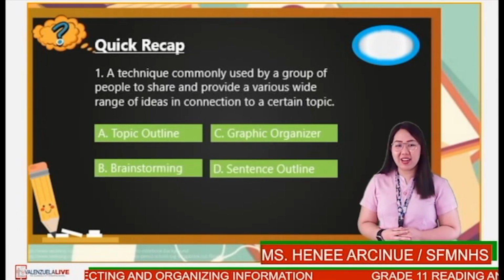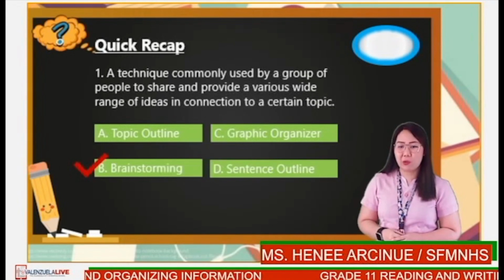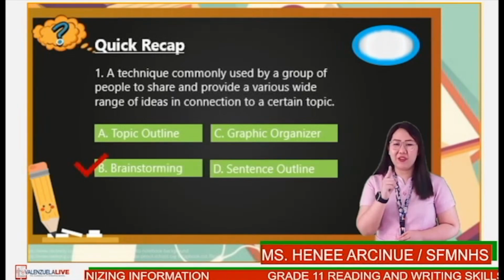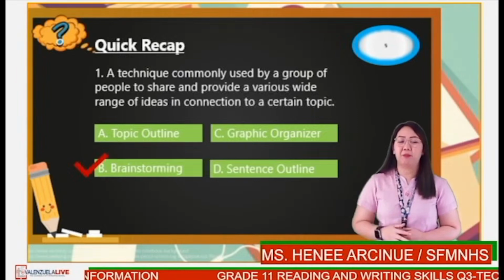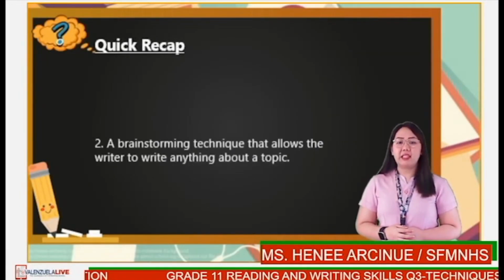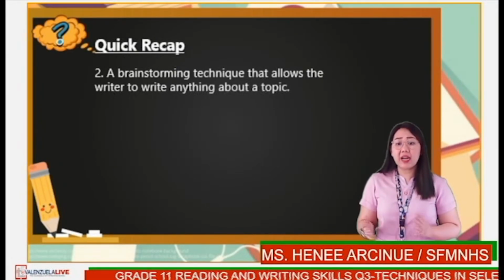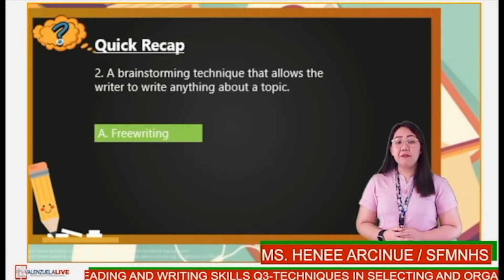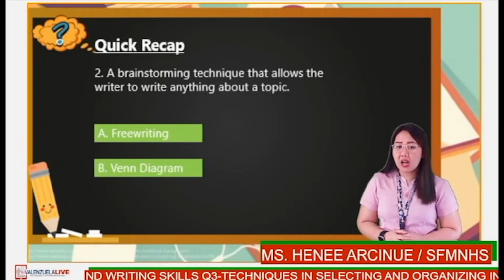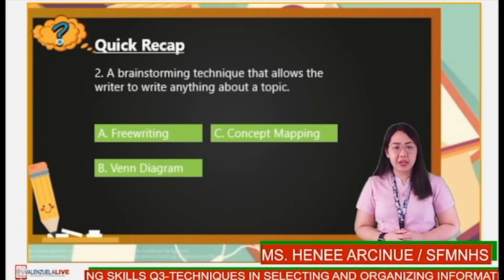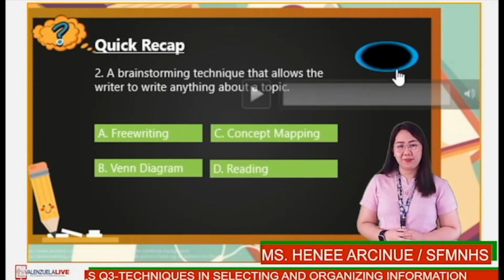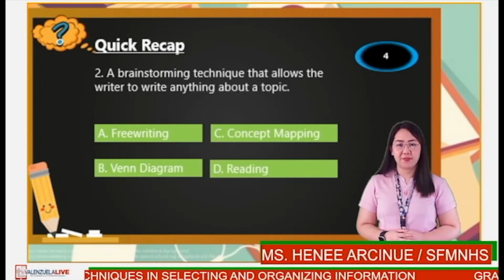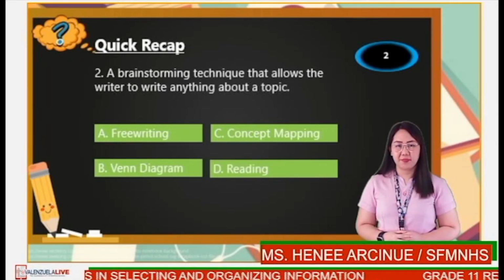Okay, the answer is B. Brainstorming. Very good students, you got it right. Number 2. A brainstorming technique that allows the writer to write anything about a topic. A. Free writing. B. Venn diagram. C. Concept mapping. D. Reading. 5, 4, 3, 2, 1.